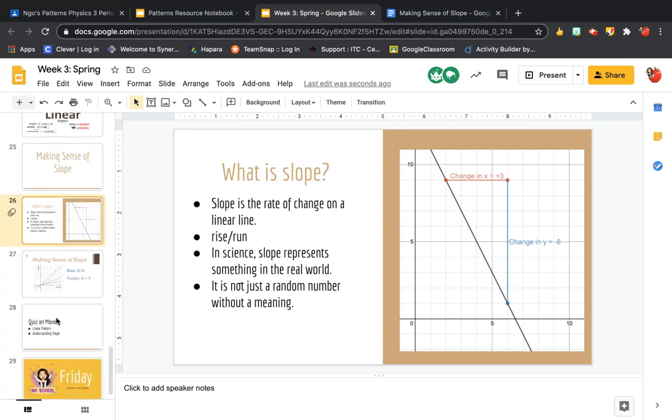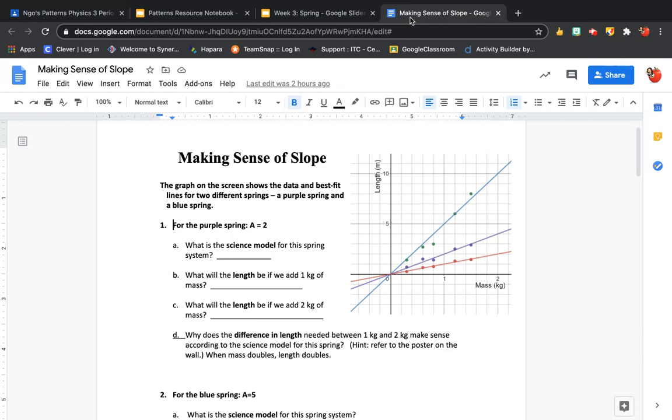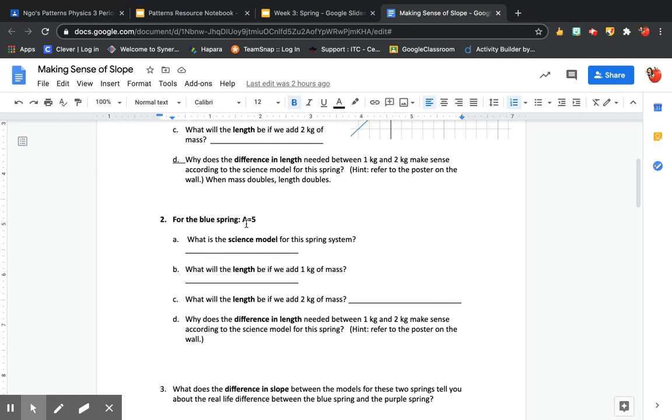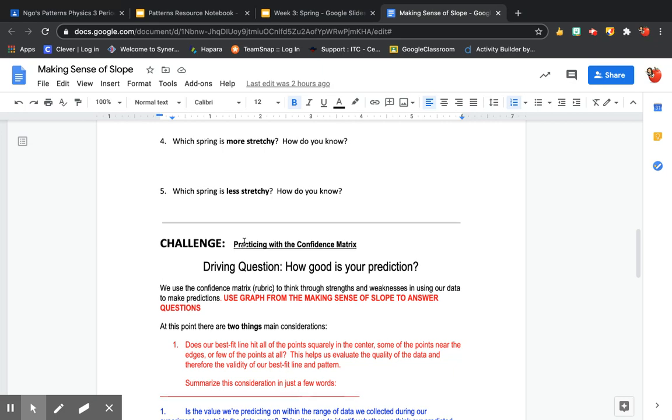Really quickly before I show you the assignment, on Monday, we are going to have a quiz on the linear pattern and understanding slope. So please take your time over the weekend to review and see where you might still be a little confused. So this is the assignment, and it's on Google Classroom. Just really quick, the challenge portions are always optional. It's how you get from a 4 to a 5, or you attempt to get to a 5. There's no guarantees that you'll get a 5. Depends on your understanding, and over time, hopefully you can get to that 5 level.